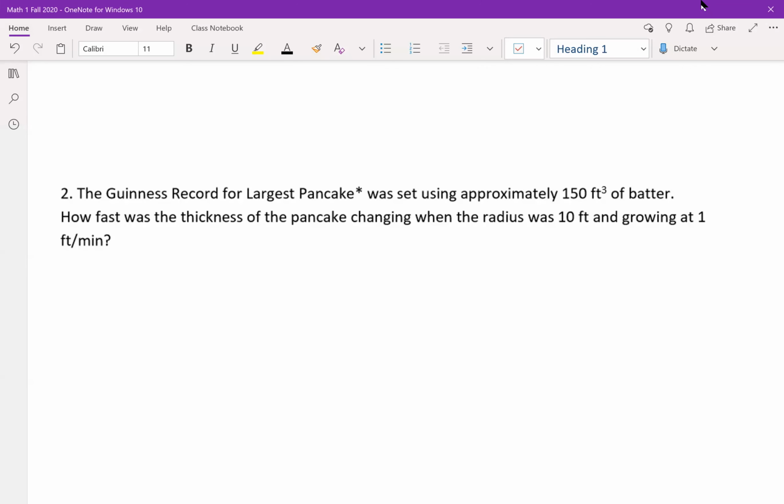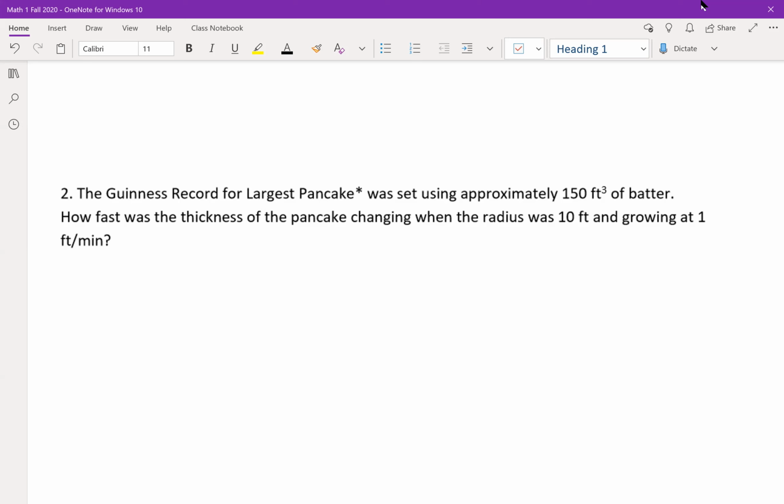Okay, so here's our second example for related rates. We're doing it in the live session here, and we're gonna look at a pancake. So the Guinness record for largest pancake was set using approximately 150 cubic feet of batter. How fast was the thickness of the pancake changing when the radius was 10 feet and growing at 1 foot per minute? So there's our problem, and this is actually something that happened.